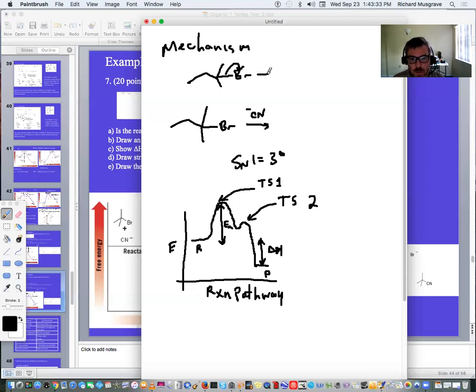So the Br comes off first and gives us the positively charged species and the Br negative. And then the CN minus comes in and gives us our product. So it's a 2-step process, which is why we end up having 2 humps. But if you look at what's going on in the first step, the bromine is coming off, and that's what the transition state is going to look like.